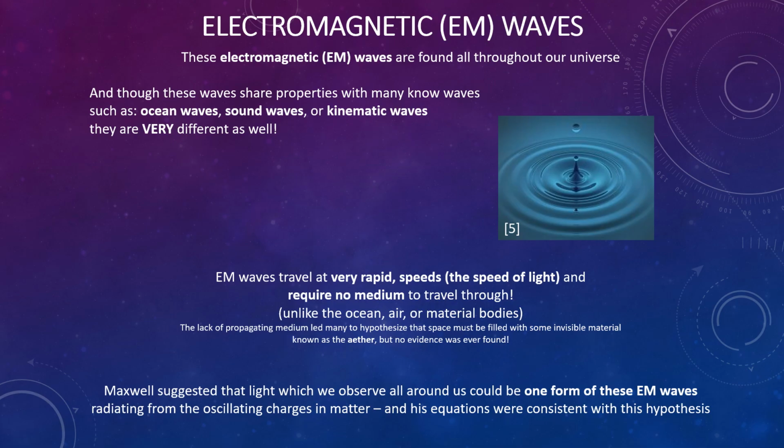So they travel at extremely rapid speeds, the speed of light, and they also don't need a medium to travel through. So ocean waves travel through water, sound waves travel through air. Those kinematic waves that I just mentioned travel through that rope that you're oscillating. However, electromagnetic waves don't need a medium to travel through. They can travel through the vacuum. Just like the vacuum of space has light traveling through it.